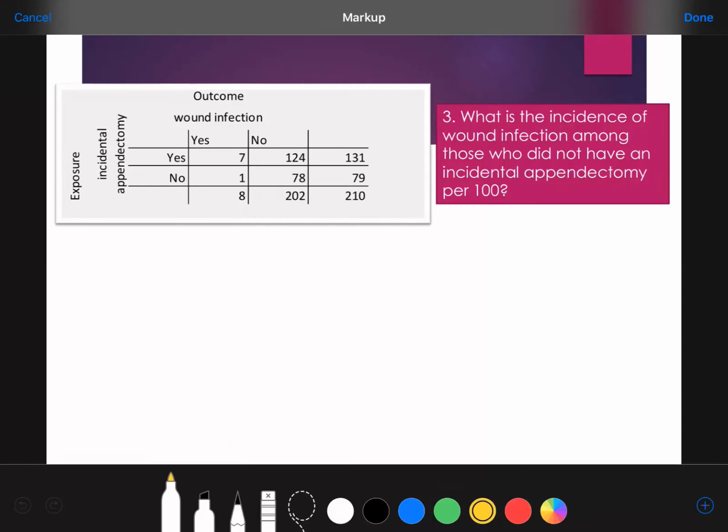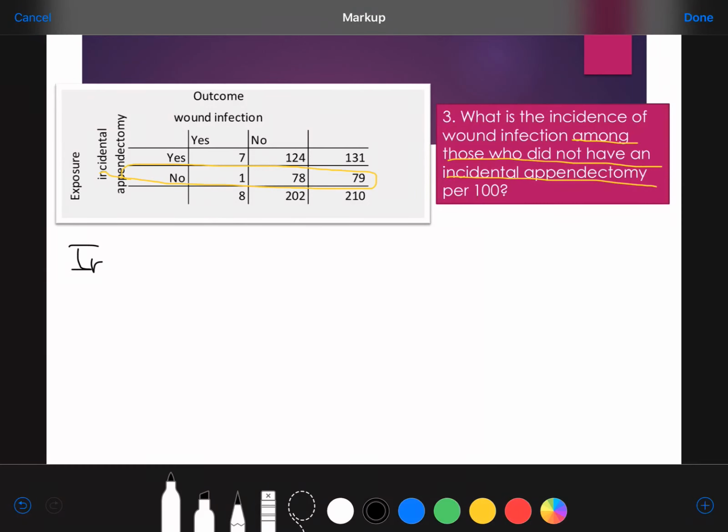The problem asks us, what is the incidence of wound infection among those who did not have an incidental appendectomy per 100? So we have an "among," which means we're looking at a subcategory of data, either IE or INE. And this time it says those who did not have an incidental appendectomy. Okay, so incidental appendectomy, no. That means we're looking at this row of data this time around. So we're calculating INE, or the incidence in the not exposed.